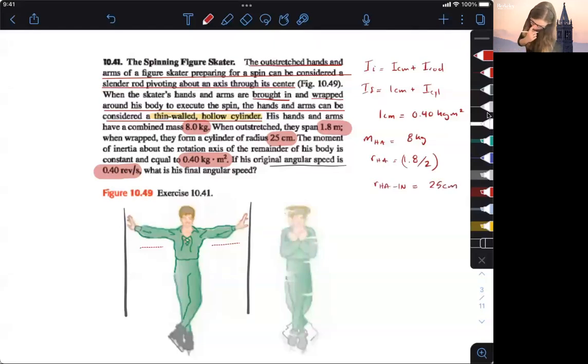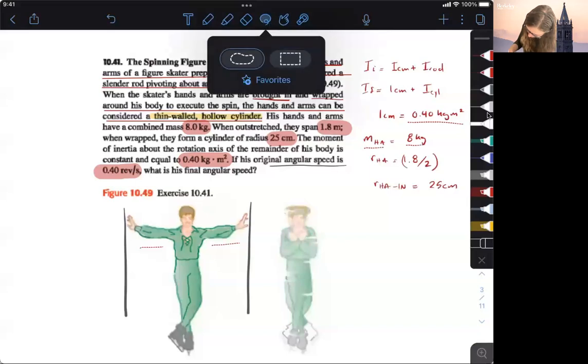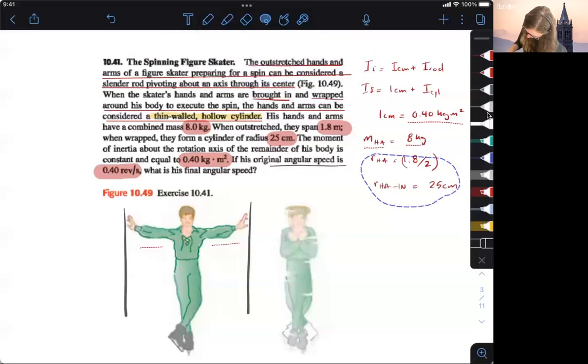And then, yeah, I think that's everything that we're given here. We see this constant angular speed. We have the mass of his hands and arms, the total mass, and then we have the changing radius for both of these. So, all right.